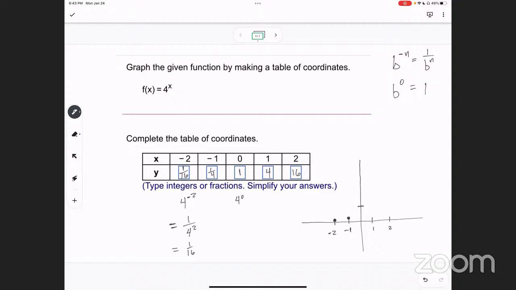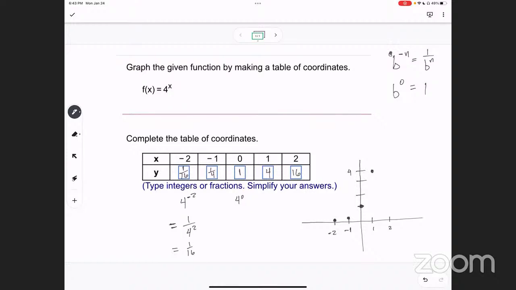How about when x equals 0? What's the y value? 1. And how about when x equals 1? What's the y value? 4. Do you see what's happening? How about when x equals 2? It's 16. It's way up here.